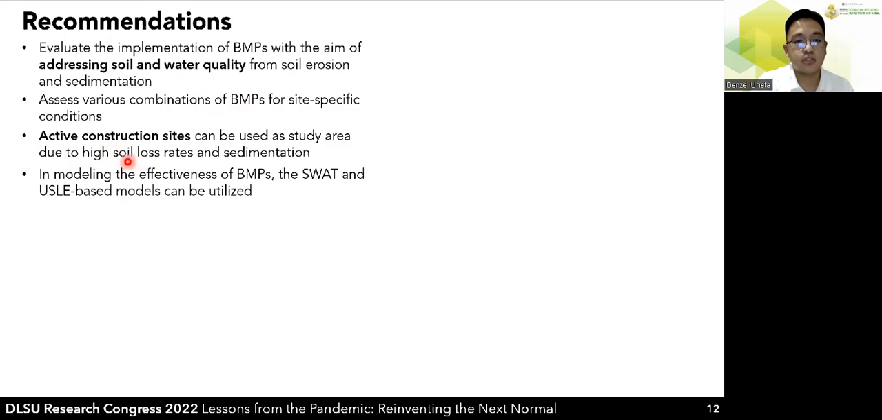Next, active construction sites can be used as study areas because they are highly susceptible to high soil loss rates and sedimentation because of the exposed soils during the construction period. And in modeling the effectiveness of BMPs, SWAT and USLE-based models can be utilized.